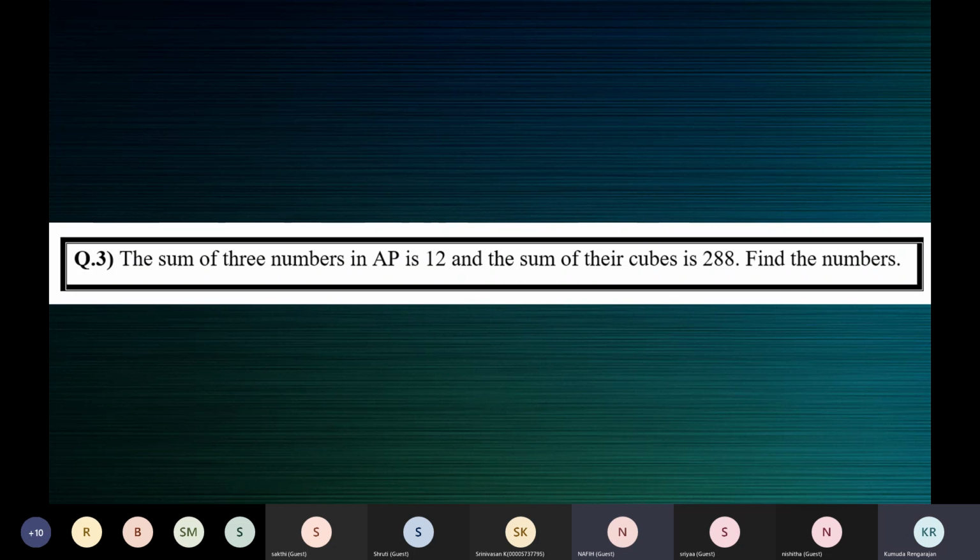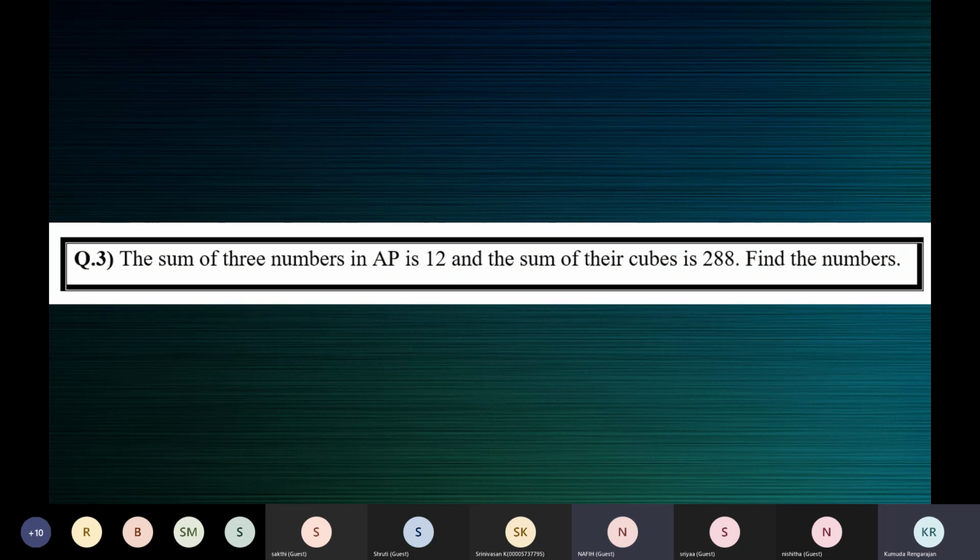The sum of three numbers in AP is 12, and the sum of their cubes is 288. Find the numbers. The question talks only about three numbers. That is why we'll go with the assumption A minus D, A and A plus D. So let the three numbers be A minus D, A and A plus D.